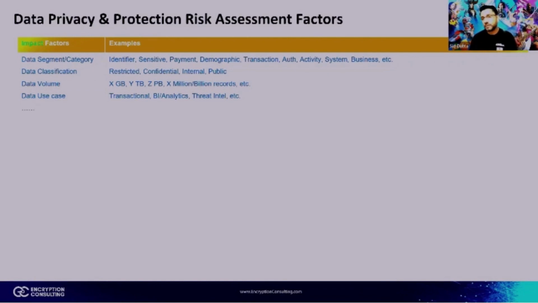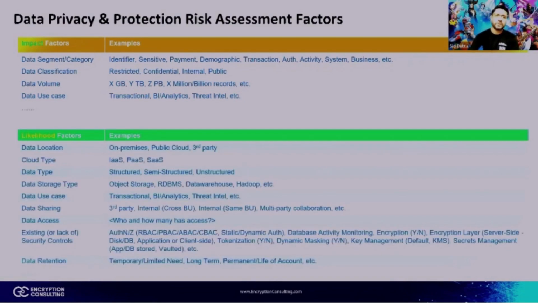Data volume would be another case. Obviously, the risk associated with 1 million records is going to be significantly lower than, let's say, 1 trillion records, or 100 million records, and so on and so forth. So if that number of data records got breached, then you're looking at a significant impact. And then other use cases, like what the data is being used for, and so on.